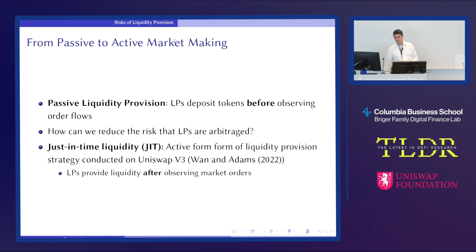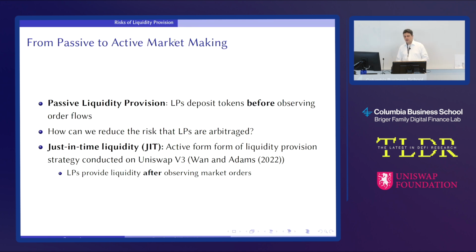So instead, the topic of this paper is about the coexistence of passive and active market making. By passive market making, we mean that the liquidity provider deposits in the pool at the very beginning, and then trading happens. They deposit before observing the order flow, so they don't know yet who will trade, but they just deposit tokens in the pool, and then trading will happen.